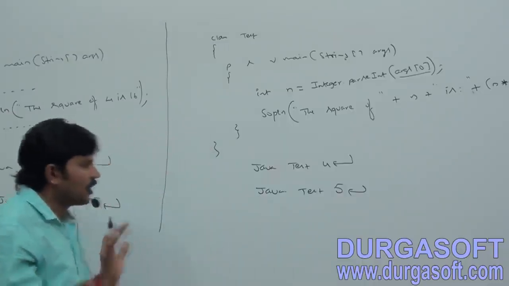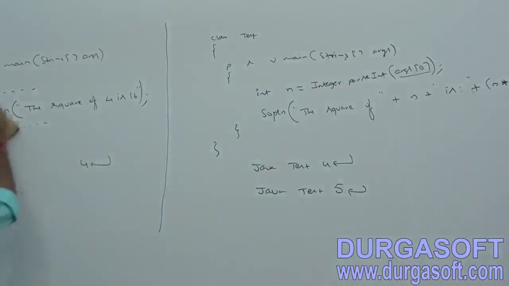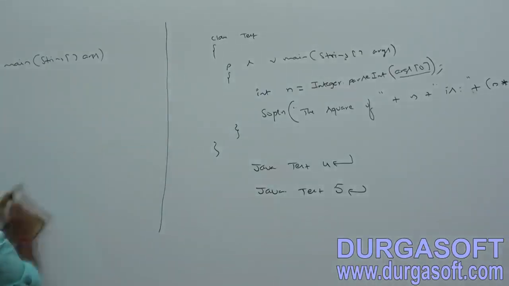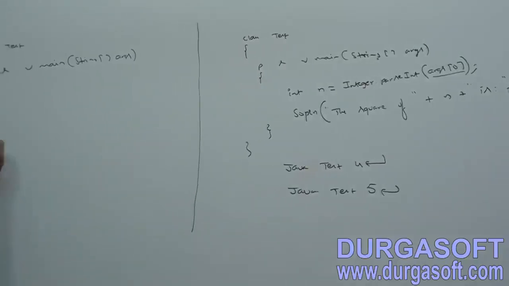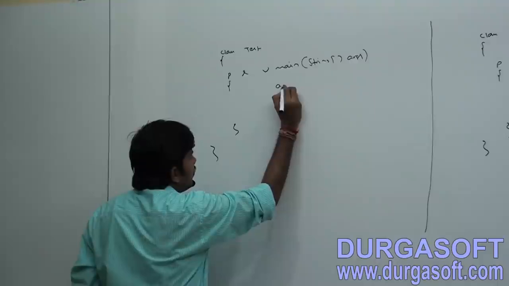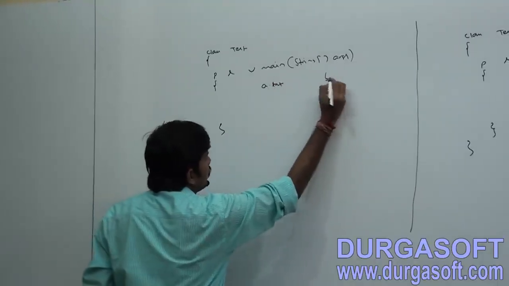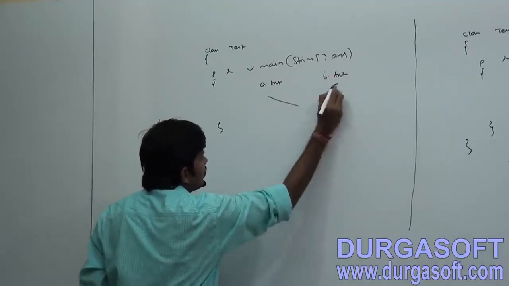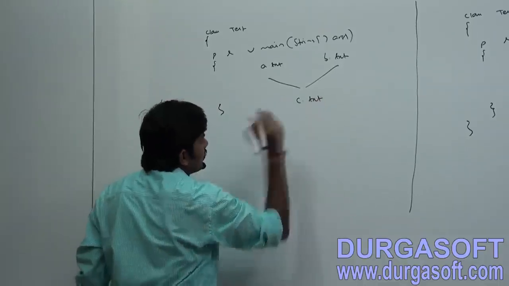Let me go for one more example. Just observe this one. Sir, I have one main method. I wrote the program to merge data from a.txt and b.txt files into c.txt.